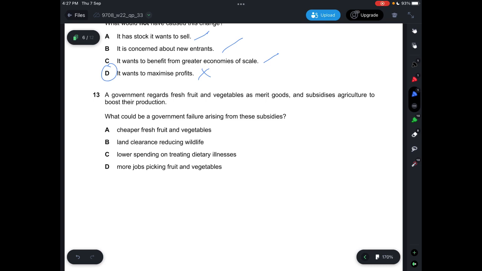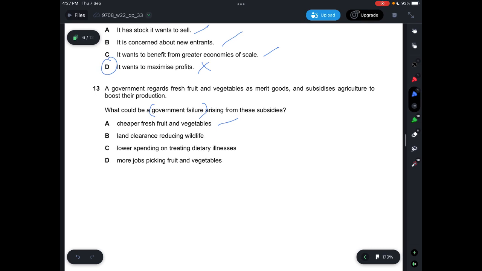Question 13, the government regards fresh fruit and vegetables as merit goods and subsidizes agriculture to boost their production. What could be a government failure arising from these subsidies? Okay, so fresh fruits and vegetables, merit goods, and subsidizes agriculture to boost their production, so there'll be cheaper fresh fruit and vegetables, so this is correct. And B, it says land clearance reducing wildlife, so this is a government failure because of the subsidy, because you clear up more land and this results in less animals.